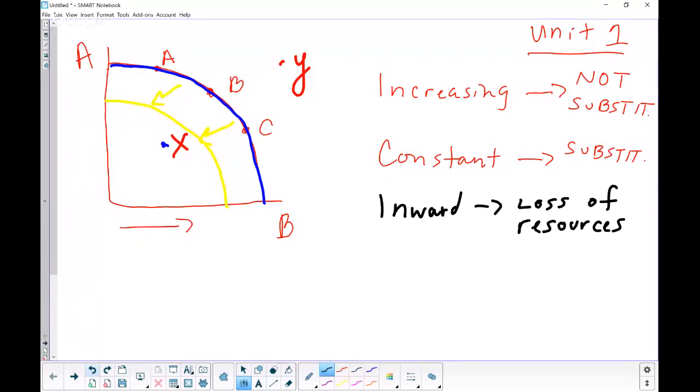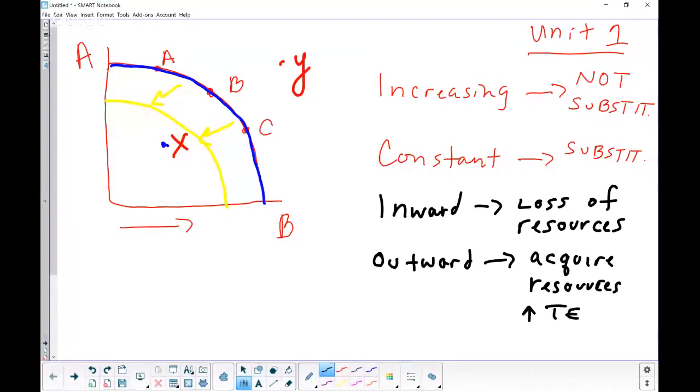We can also have an outward shift. And if we have an outward shift, this means we've acquired more resources. If we haven't acquired resources, it's most likely going to be the idea that maybe we've had technology. So maybe we've acquired resources, or it could be some type of increase in technology. So we could see our technology go up as well, which could then shift our curve outward.